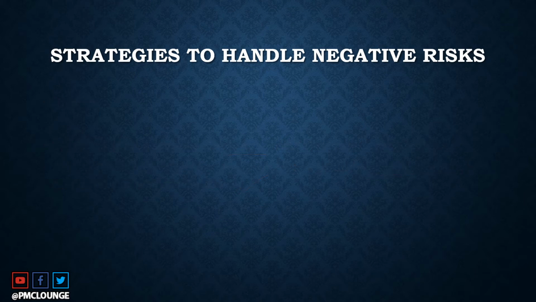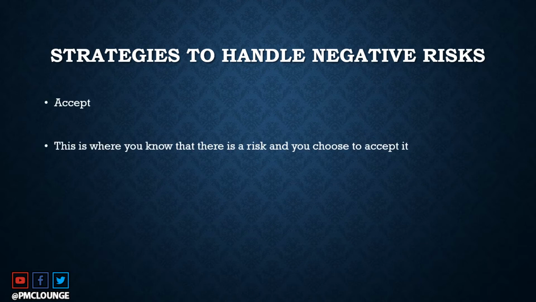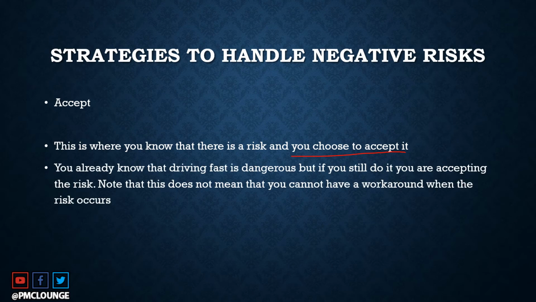And finally, the fourth way to handle negative risk, the fourth strategy is to accept that there is a risk. This is where you know that there is a risk and you choose to accept it. So you just say you cannot do much about it and you are going to accept it. You already know that driving fast is dangerous, but if you still drive fast, don't do that, by the way, you are actually accepting the risk.